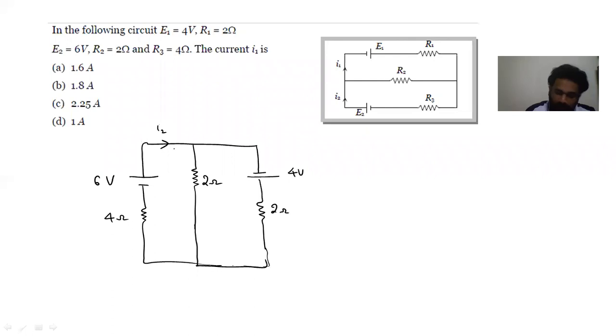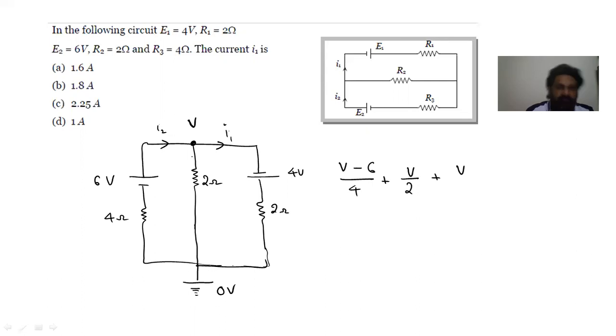They have given I2 moving in this direction and I1 flowing in this direction. Anyway, I am going to do nodal analysis, so I will put V here and indicate 0 volt here. Now let me see what the real current direction is. I am not considering I1 and I2. What I am doing is V minus 6 by 4 plus V by 2 plus V.